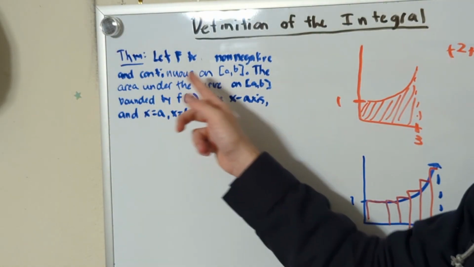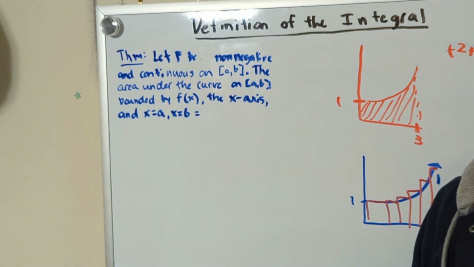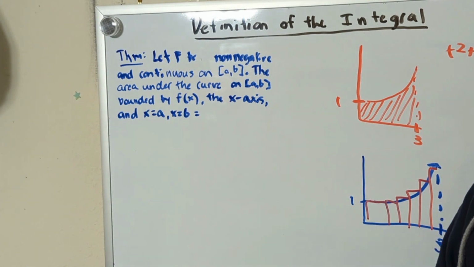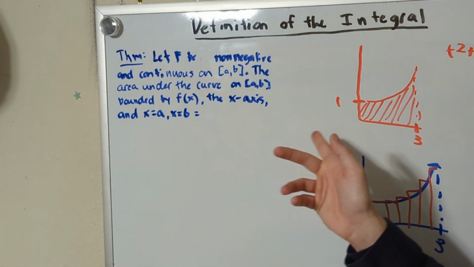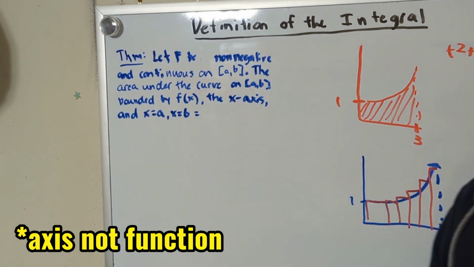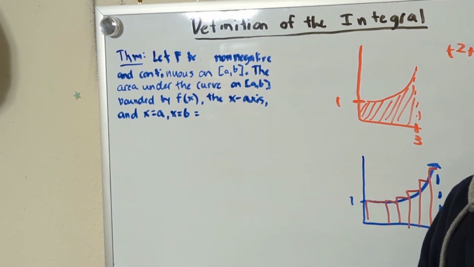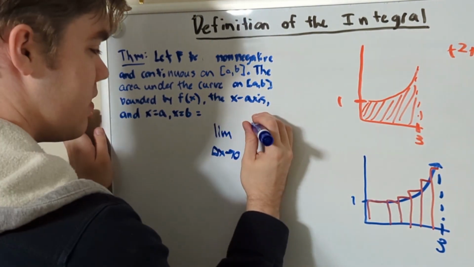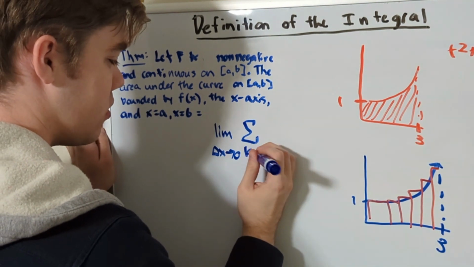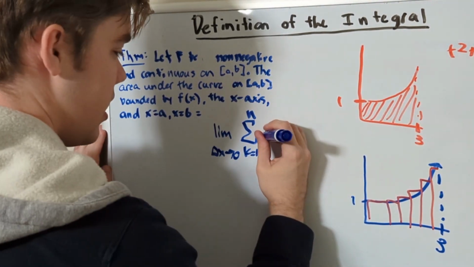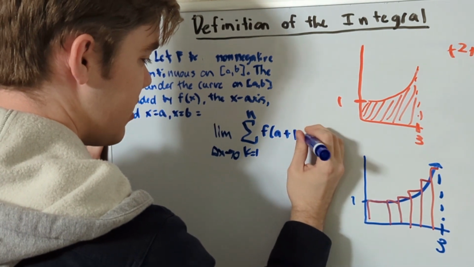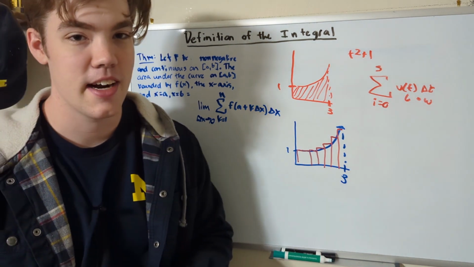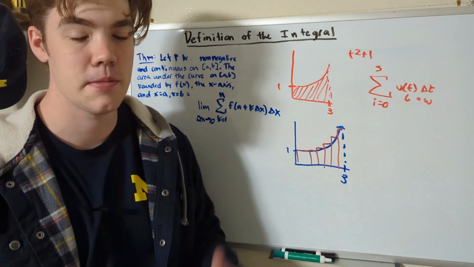The theorem: let f be non-negative and continuous on [a, b], a closed interval, so it includes the endpoints. The area under the curve on [a, b], bounded by f of x, our function, the x-axis, this horizontal function here, and x equals a to x equals b, is equal to the limit as delta x approaches 0 of the summation of k equals 1 to n of f of (a plus k delta x) times delta x. Now, I understand this is probably not blowing your mind right now, but that's because it's complex and hard to understand. So let's talk about it.